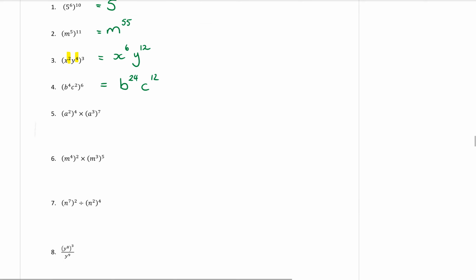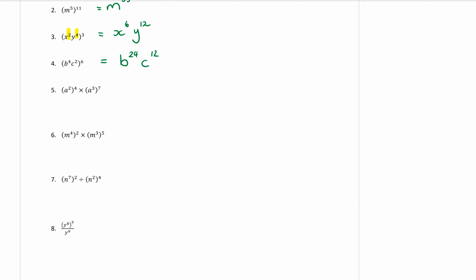Question 5, I just have 2 of these things next to each other, so I have to expand both of them using my law. For the first one, a is the base. 2 times 4 is 8. Then I have a multiplication sign, and I want to do the second one. A is the base again. 3 times 7 is 21.